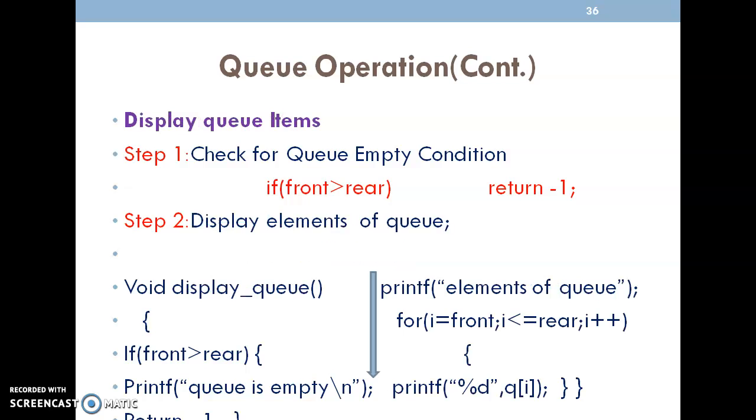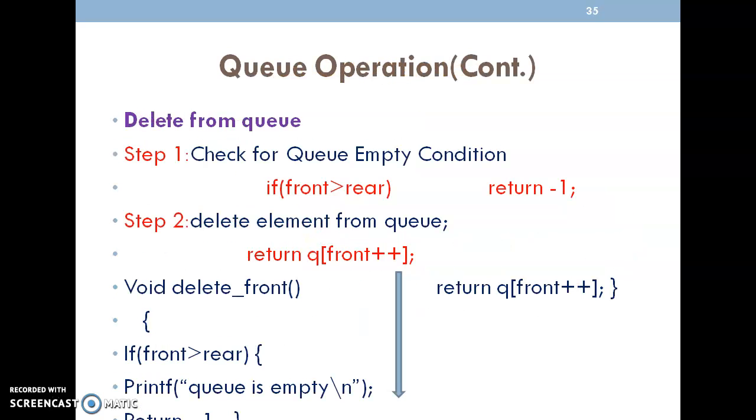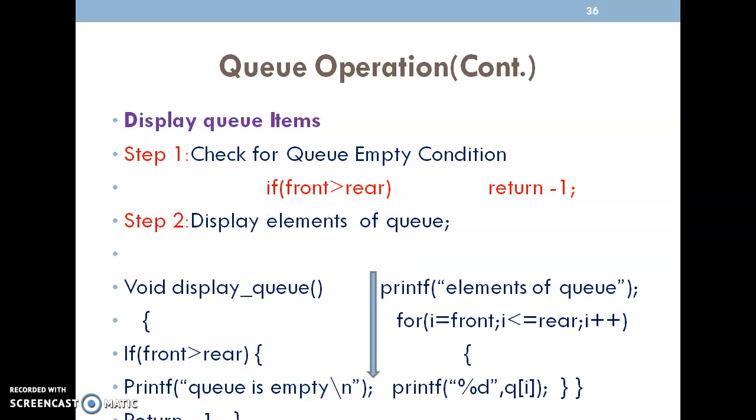If it is not empty, how to delete an element from the queue? From the front end. Front will initially be at position 0, that is queue of front. Queue of front, 10, will be deleted. Then front plus plus, it will move to the next element. This is how we delete the element from the queue. Then displaying the elements of the queue will be from front to rear, i equal to front, from the first end to the last end. This is how we perform insert, delete and display operations.